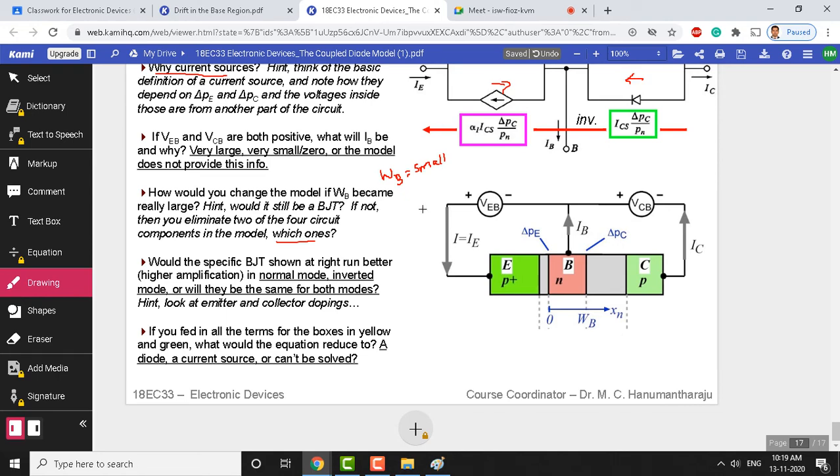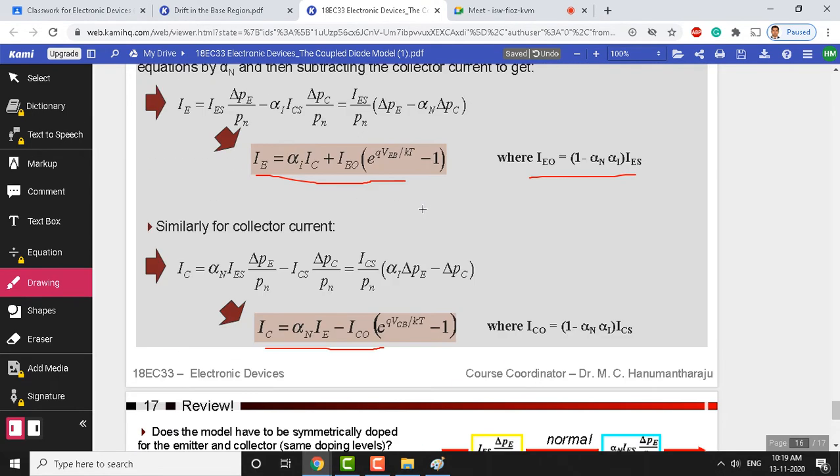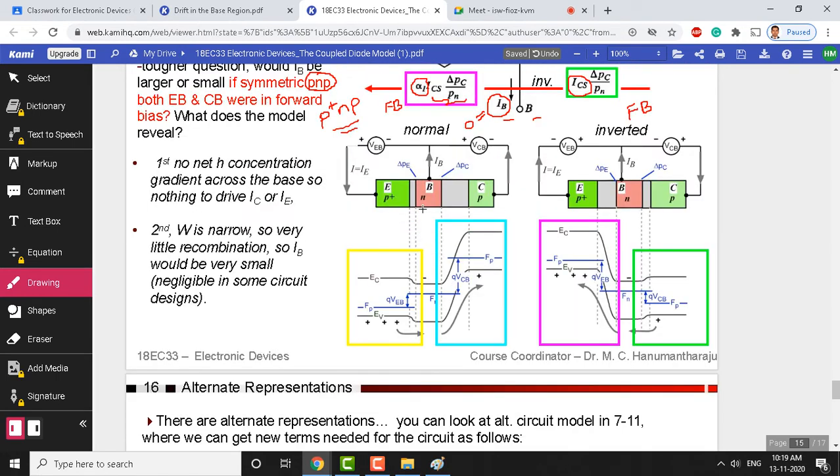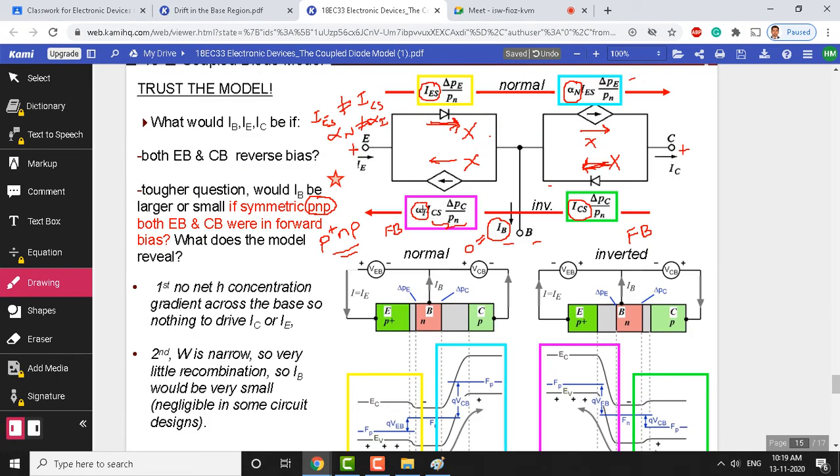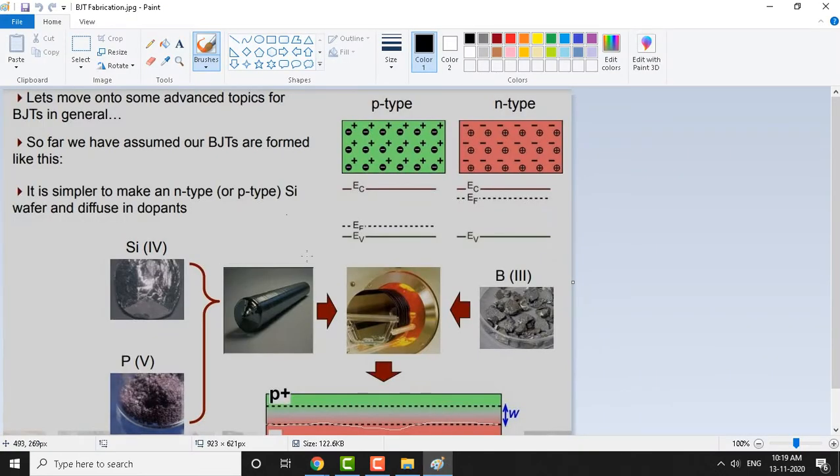With that I think we have covered almost all things with reference to the coupled diode model. The coupled diode model is an important model, and it is a trusted model by various designers. One would like to design and analyze circuits, and definitely this model serves as a better solution for that. With that let me move to the next topic, drift in the base region.